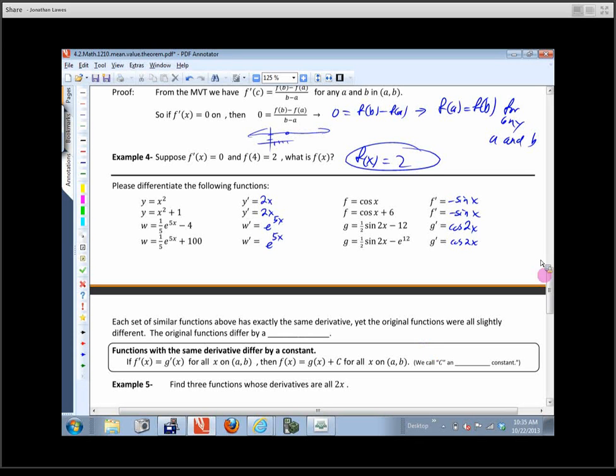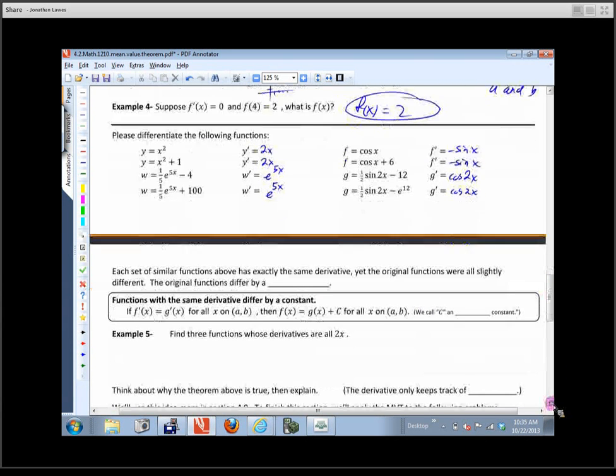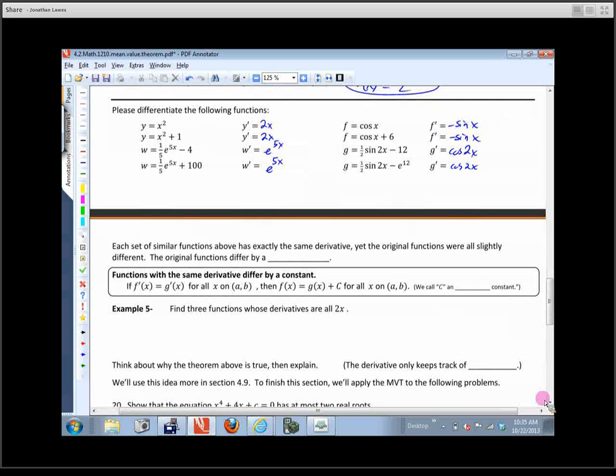Now, if you flip over the page, I'm going to leave the bottom of that page available there so we can look at it. So these kind of came in sets of functions and sets of derivatives. And each set of similar functions had exactly the same derivative. It didn't matter if this was a 0 and that was a 1, or this was a negative 12 and this was a negative e to the 12th. The derivative was exactly the same. Derivatives were the same for each one of those pairs of functions, even though the original function was just slightly different. The original functions differed by a constant.